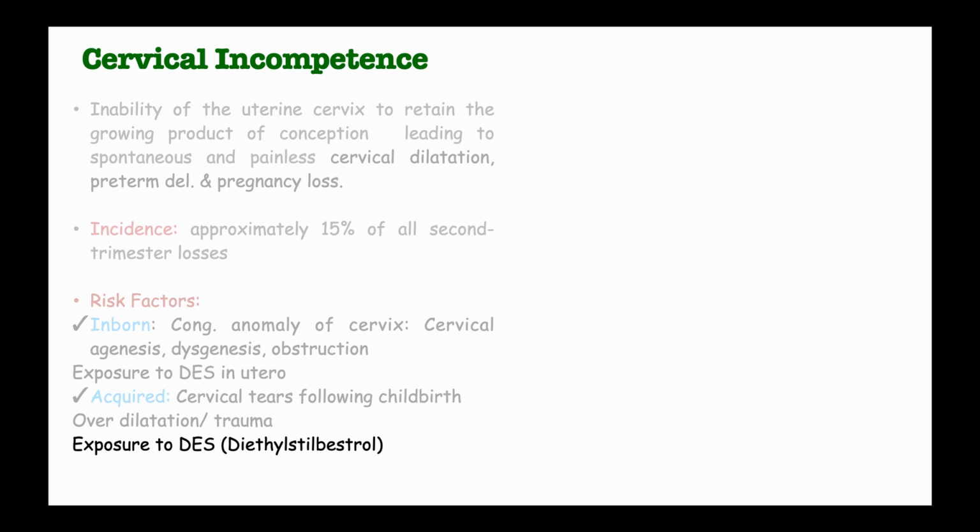Then also we have conization or LEEP. When we say LEEP, it refers to loop electrosurgical excision procedure. And this conization or LEEP is done for diagnostic purposes in cervical cancer, and it may predispose to cervical incompetence, especially when the parts of the cervix which were taken are too large.